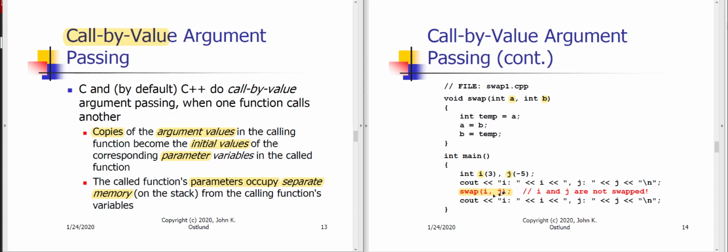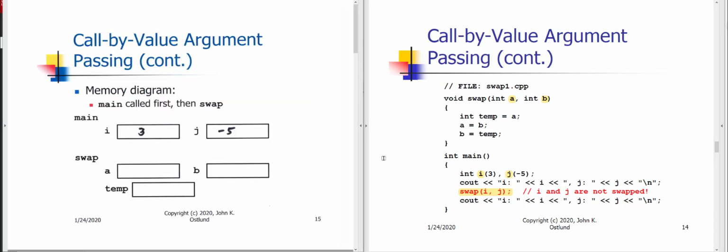And copies of i and j, that is the value 3 and the value -5, get passed in and become the initial values of these parameters a and b, which occupy separate memory. Okay, so here are my elegant diagrams coming up.